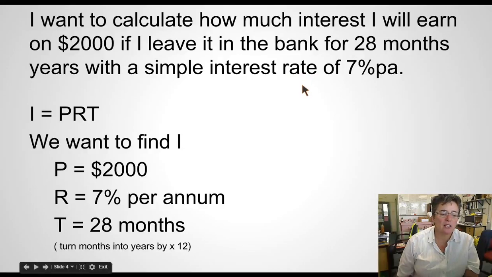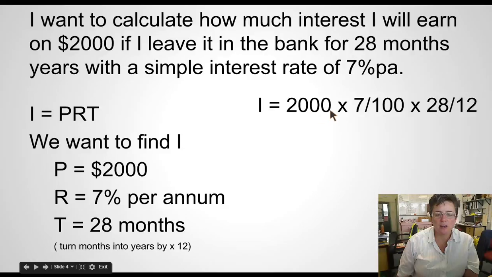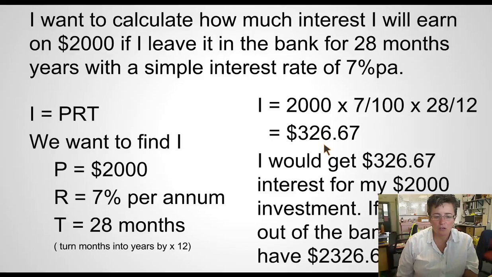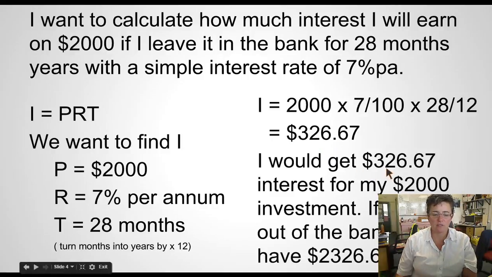So we need to calculate our months into years. To do that, we multiply our months by 12. Sorry, we divide our months by 12. So let's do that. 2,000 times 7 divided by 100, so that's 7%, times 28 months divided by the 12 months in the year, and we get $326.67. So I would get $326.67 interest for my $2,000 investment.